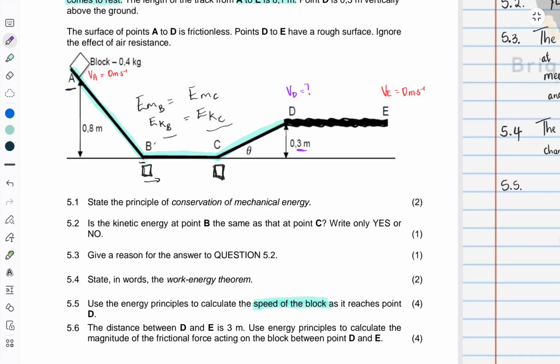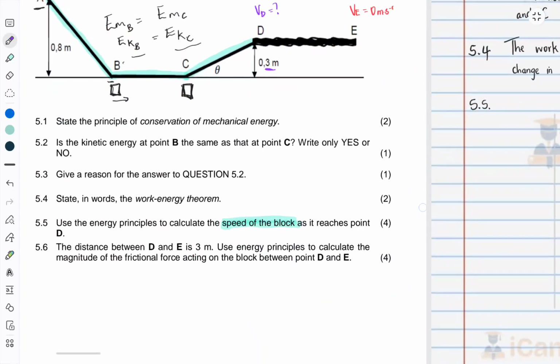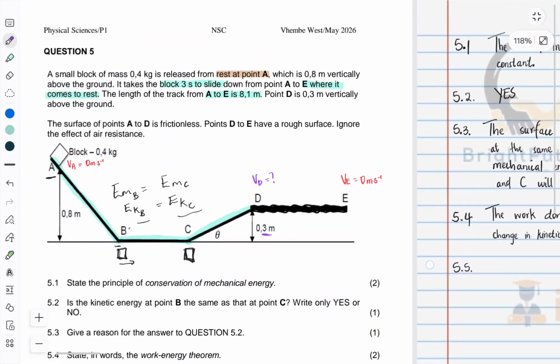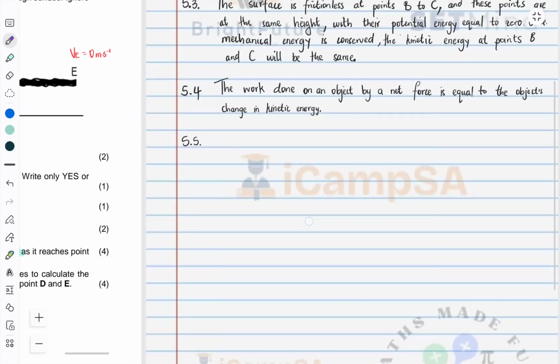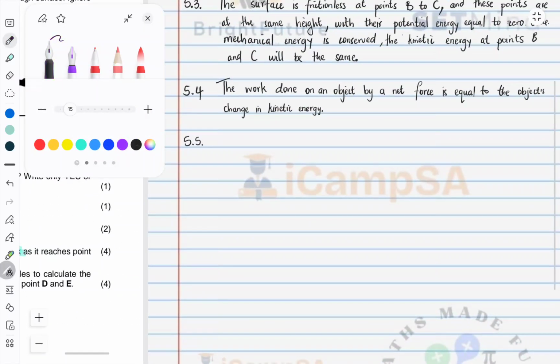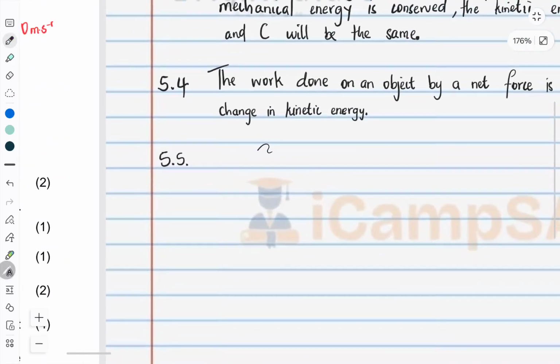It's just before you start path DE. Path DE has a lot of friction, so we wouldn't really use energy principles to find anything in path DE. Okay, so let's do that using energy principles. So we can say that the total mechanical energy at point A is equal to the total mechanical energy at point B.